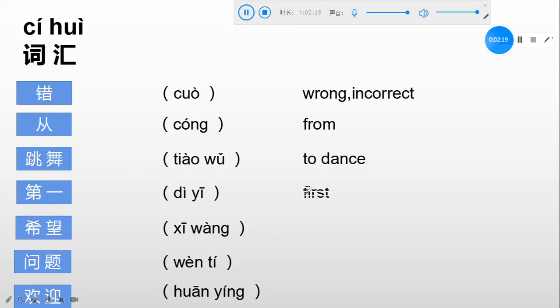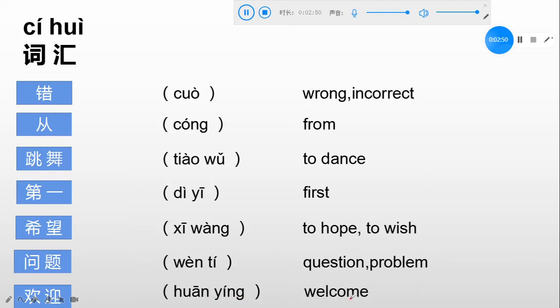Okay, 第一什么意思? First. And then next one, 希望的意思是 to hope, to wish. Next one, 问题意思是 question or problem. We say 问题好. The last one, 欢迎意思是 welcome.